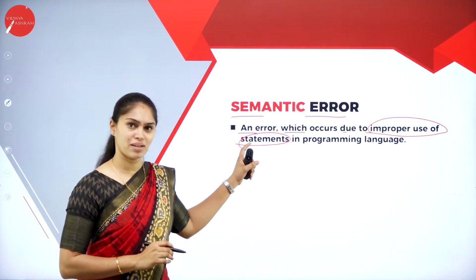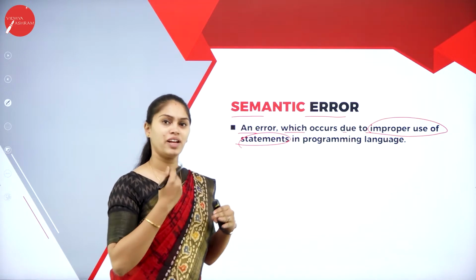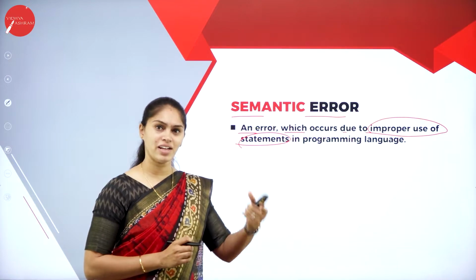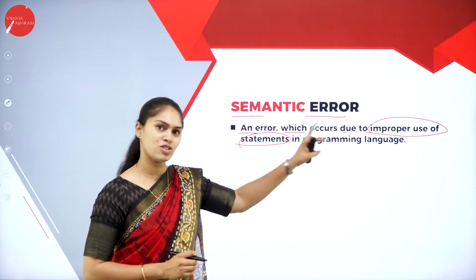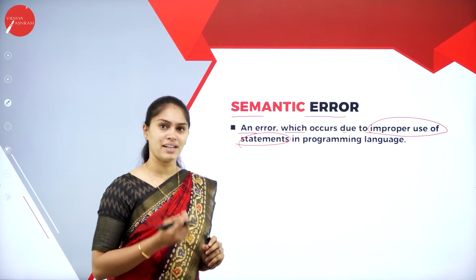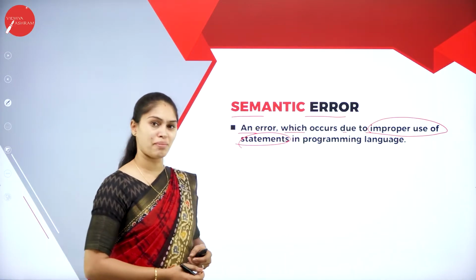So programs are nothing but a set of statements, right? Each statement gives something to the program, and it leads to a solution for a given problem. If there is any improper usage of a statement, that kind of error is known as what? Semantic errors. Let me take one example to help you understand semantic errors.